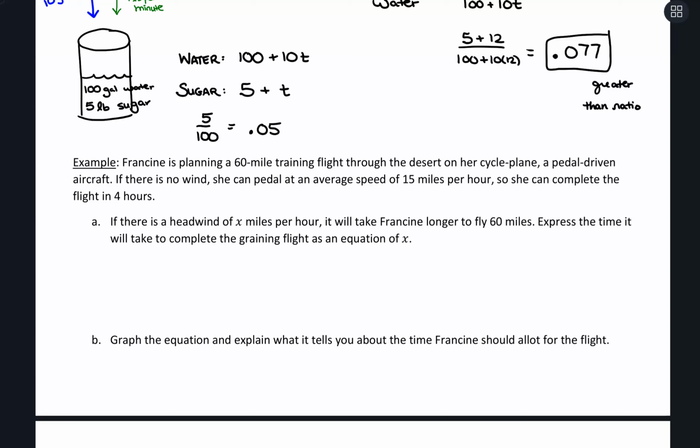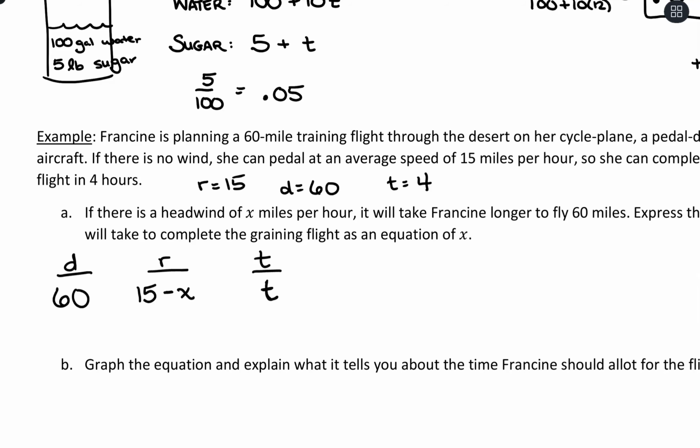If there is a headwind of X miles per hour, let's talk about how this changes our distance, rate, and time. It will take Francine longer to fly 60 miles. So our distance doesn't change, that's still 60 miles, but it's going to take a different amount of time. So we don't know what time is. And then the rate, if it's a headwind, it's slowing us down. So we'd have our regular 15 miles per hour, but take away whatever that headwind is. So if it was a 1 mile per hour wind, that's slowing us down by 1 mile per hour, so we would be going 14 miles per hour.